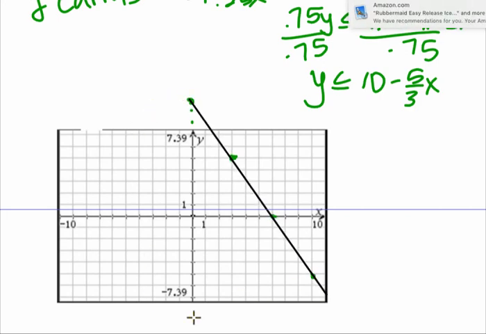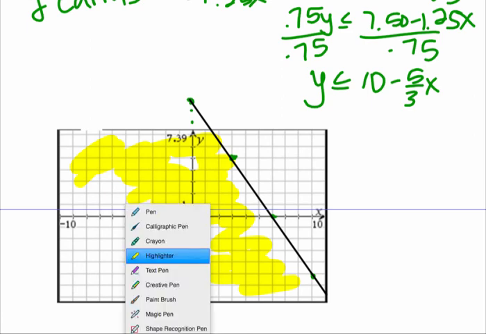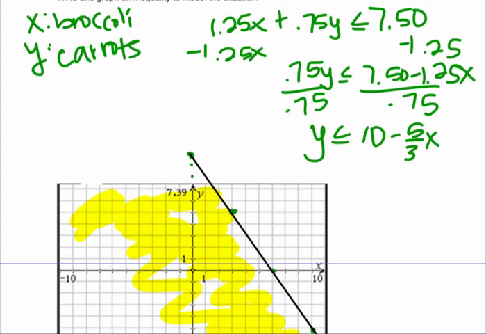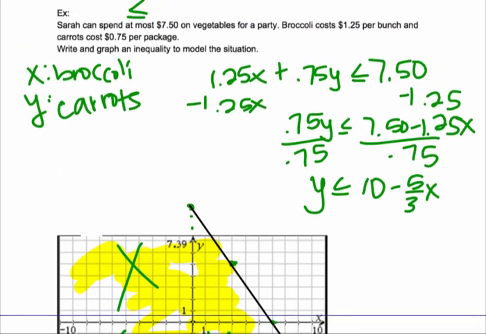Solid line, and I'm shading below. So these are the solutions. Now again, you have to consider this is a real world problem. So what is actually applicable? What is realistic? Well, what is our x? Our x is the number of broccoli bunches. Our y is the number of carrots. Again, this quadrant and this quadrant are not applicable. Only quadrant 1 is going to be applicable. We do not want to deal with any negative numbers.